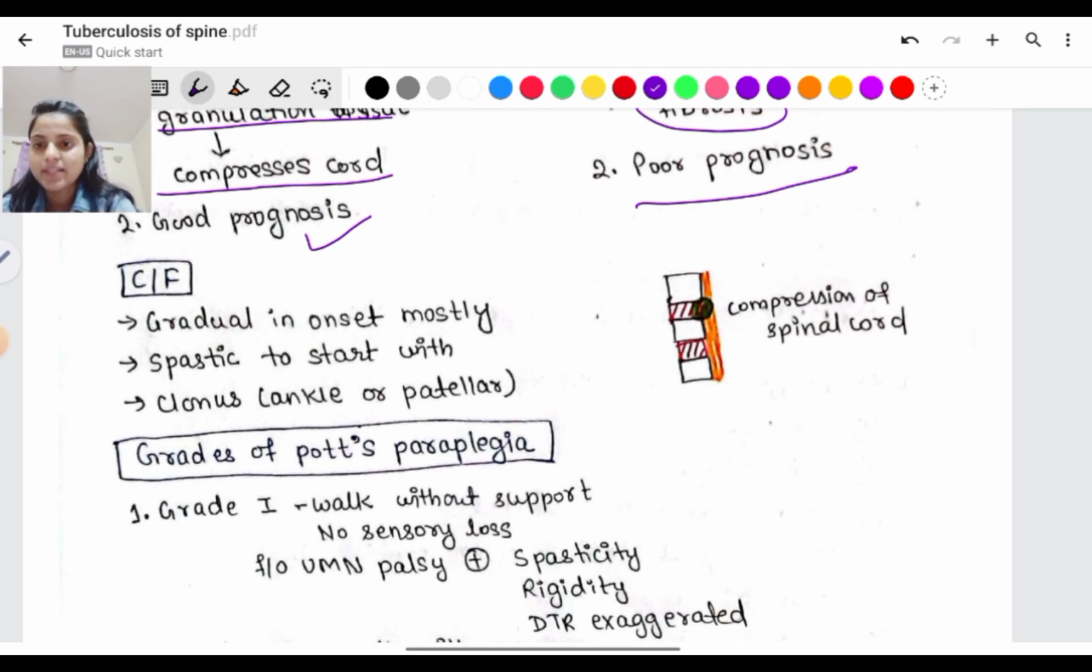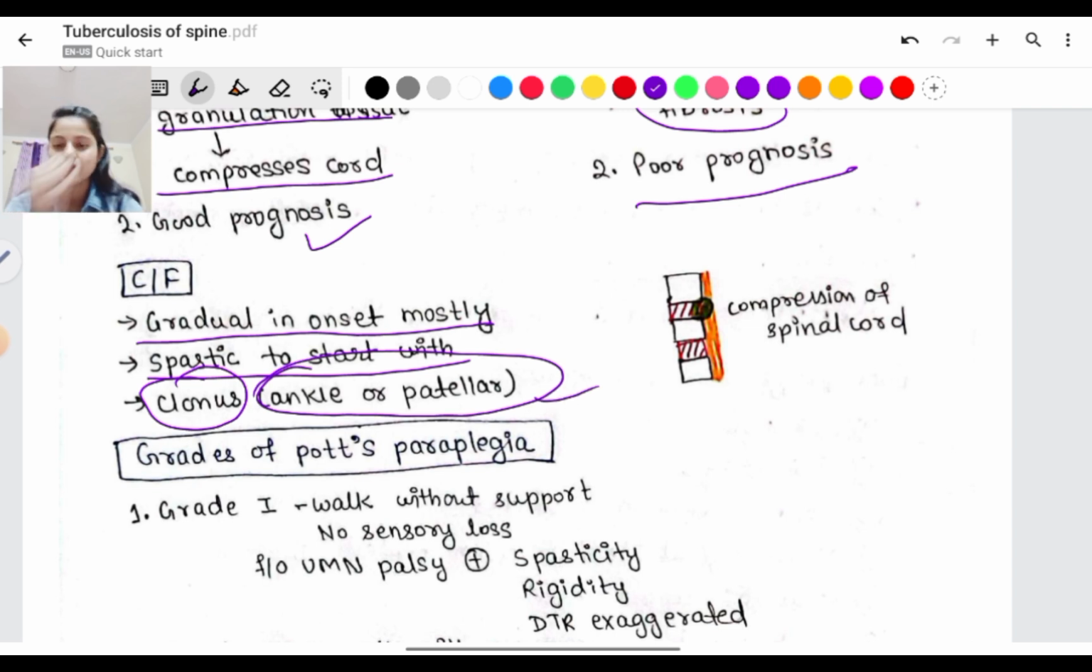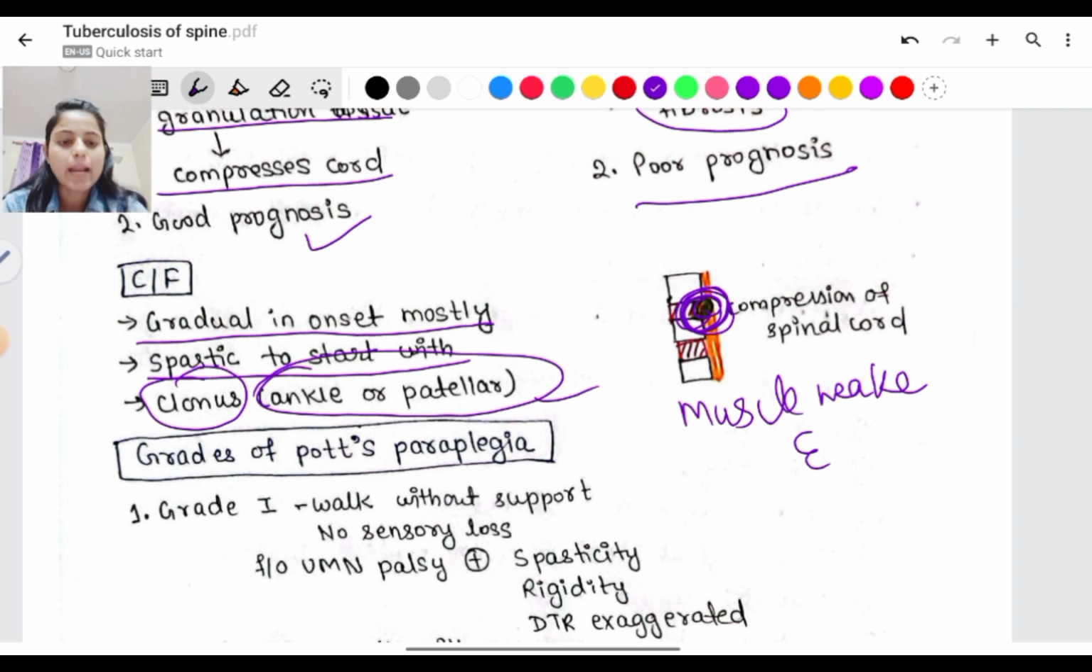Pott's paraplegia has gradual onset mostly. It is spastic to start with. The patient has clonus, ankle or patellar clonus. Here we can see the spinal cord is getting compressed. Normally the paralysis occurs through steps. Firstly, there is muscle weakness, spasticity. Then there will be paraplegia in extension, then paraplegia in flexion, then complete flaccid paralysis.